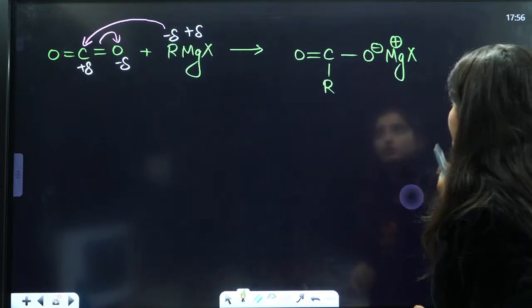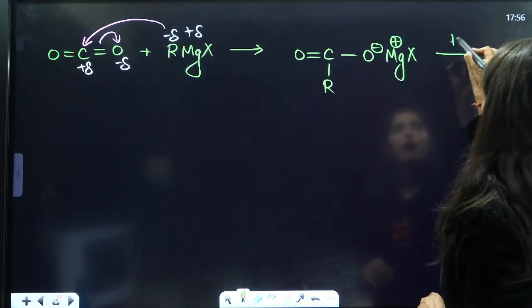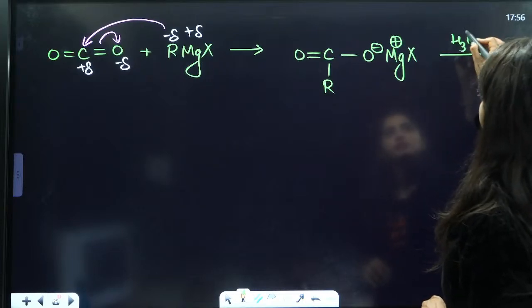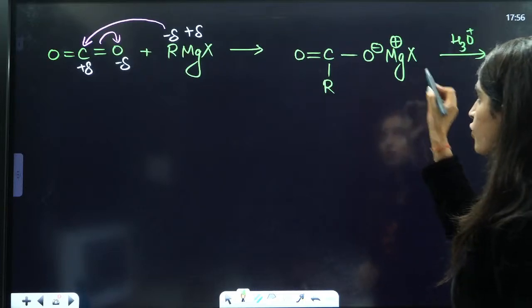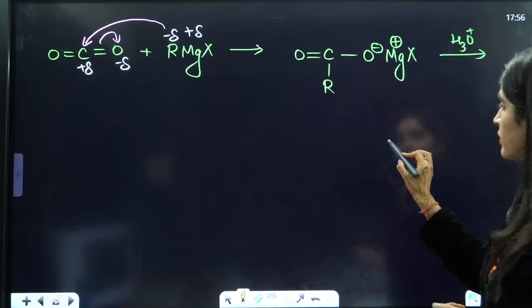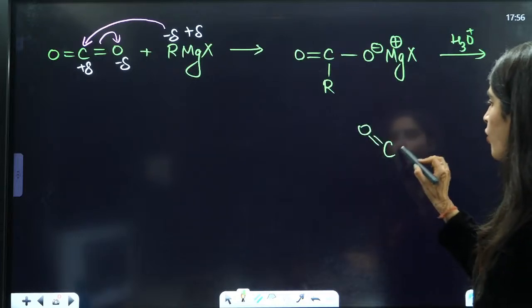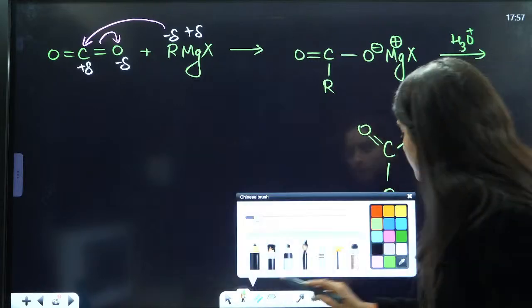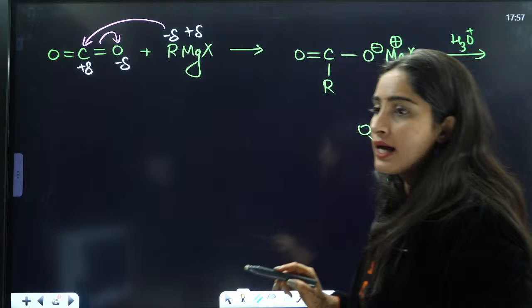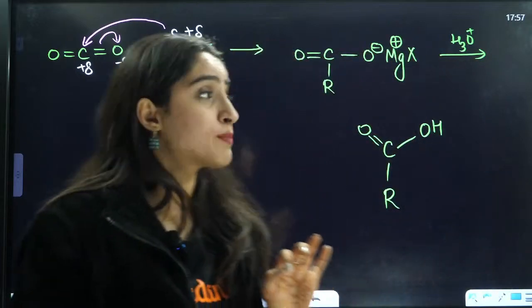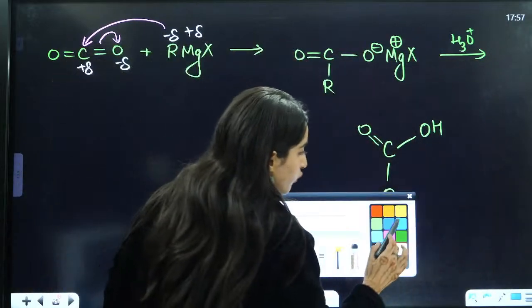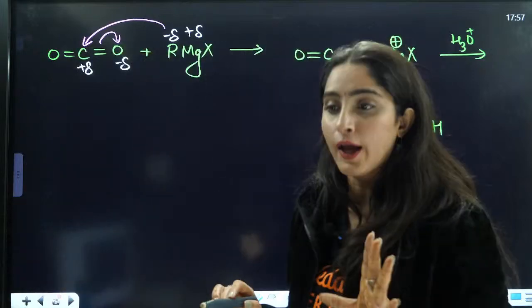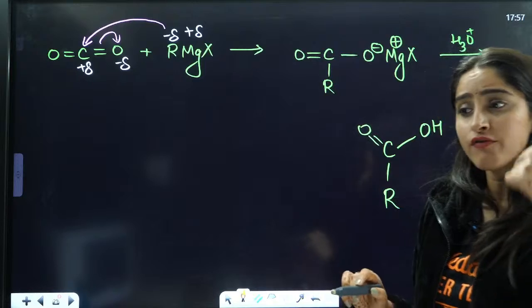Now this is further converted. Now after hydrolysis, this OMgX is converted to OH. So it will be C double bond O, this is OH and this is your R, and that becomes your carboxylic acid, right? That becomes the carboxylic acid that we wanted from Grignard reagent in a reaction with carbon dioxide, okay?